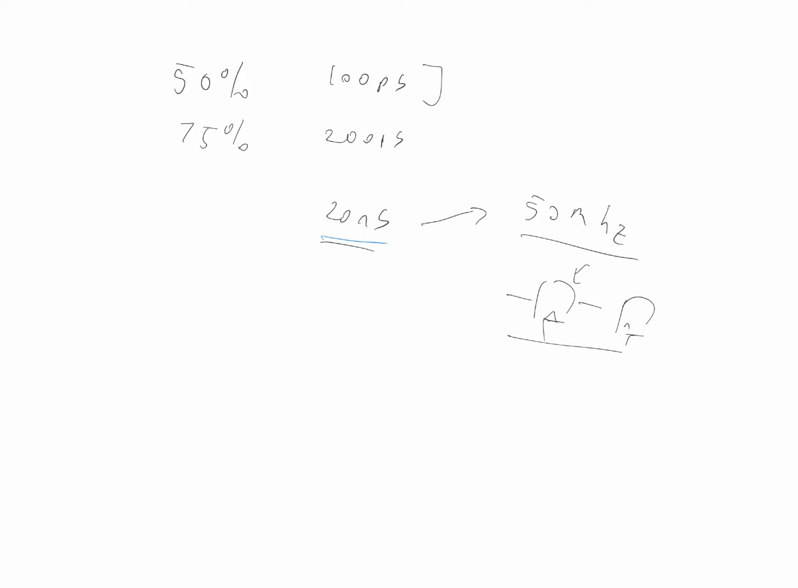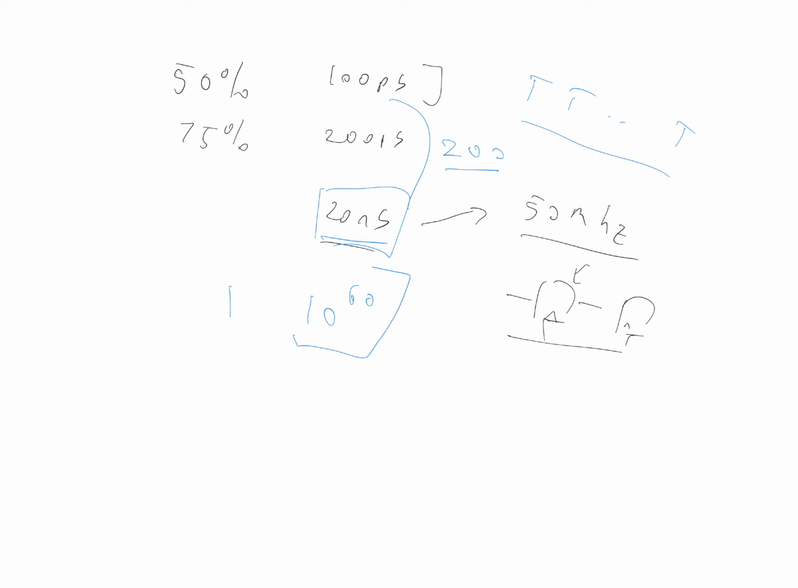20 nanoseconds is 200 times our 100 picosecond interval. So therefore, the only way that we can still be in the metastable state after 20 nanoseconds is if we tossed our coin 200 times and it came up tails every single time. Now we can actually calculate the probability of this occurring, and we find that the probability is less than 1 chance in 10 to the power of 60.